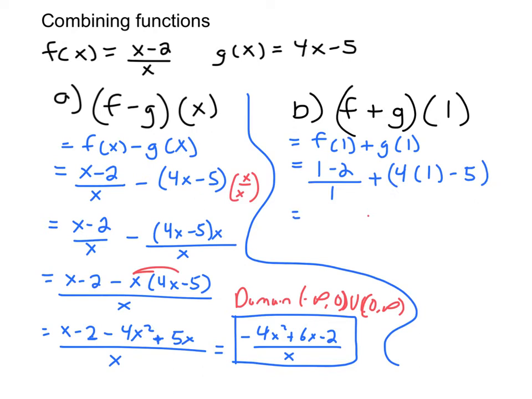So 1 minus 2 is negative 1 over 1. And then 4 times 1 is 4, minus 5 is negative 1. So this is negative 1 plus negative 1, which is negative 2. And that's your answer for this one.